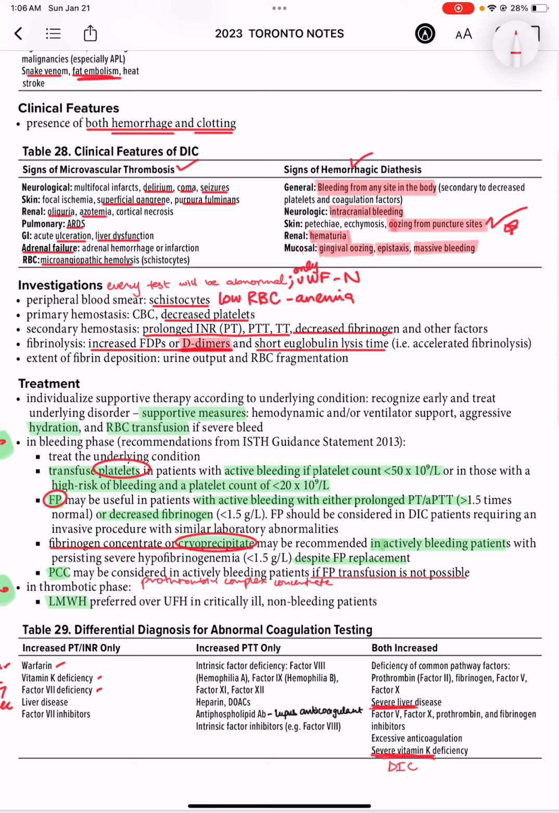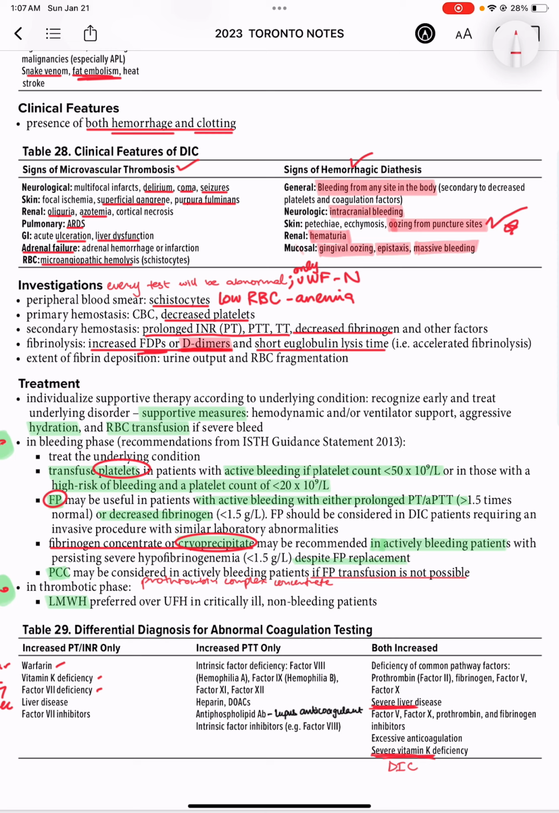So fibrinolysis would be increased. What are FDPs, the degradation products, fibrin degradation products, and increased D dimers. D dimers are very specific to DIC. And then there's short euglobulin lysis times because there's more and more fibrinolysis. So with the coagulation, there's fibrinolysis going on.